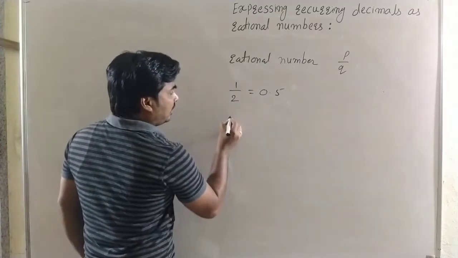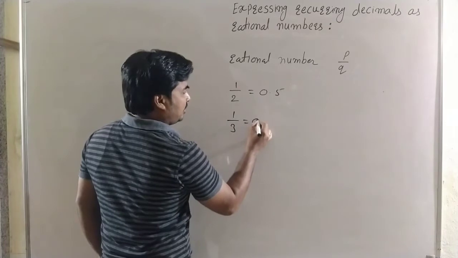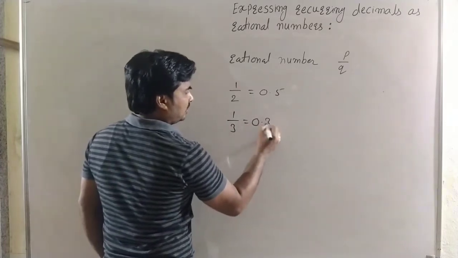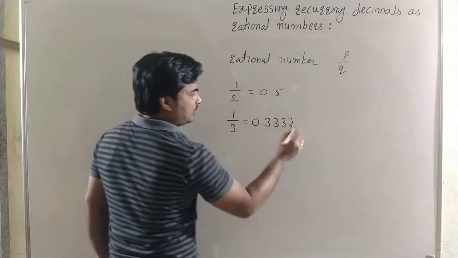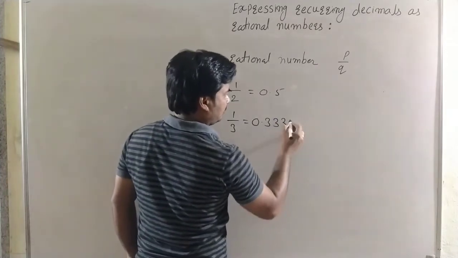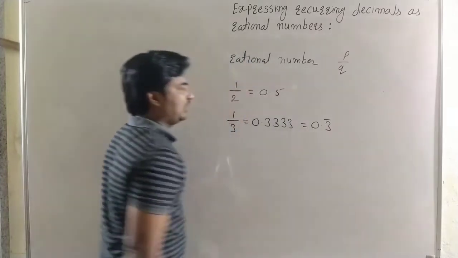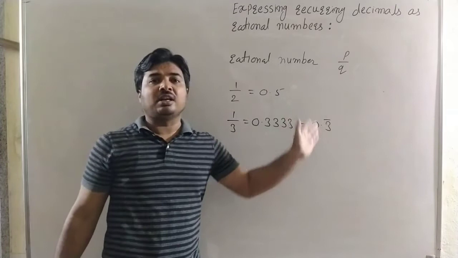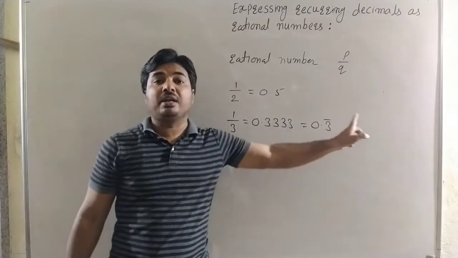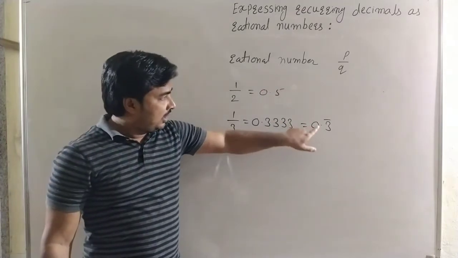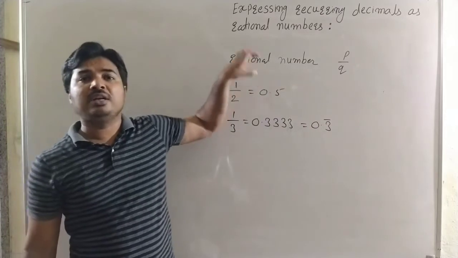Now we have recurring decimals. Here we can take 1 by 3. Therefore it is 0.3333 and so on. That means we can write this as 0.3 bar. It is a recurring decimal. 3 is repeated infinitely. So here it is 0.3 bar, a recurring decimal, not a terminating decimal.